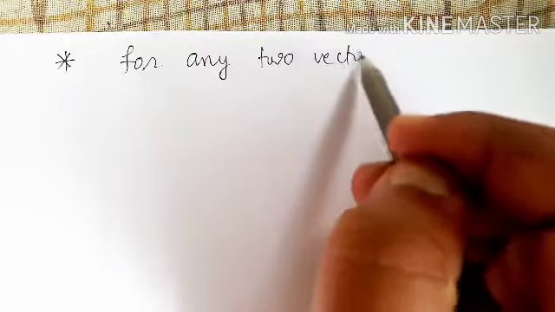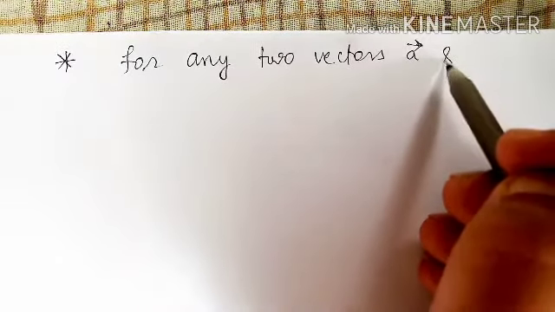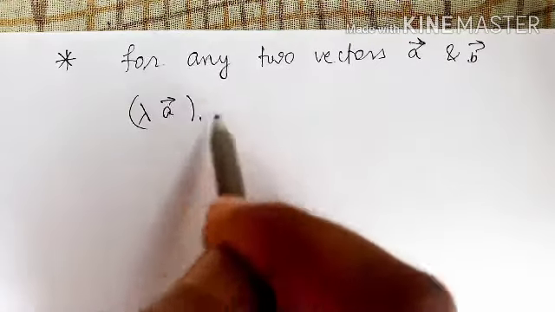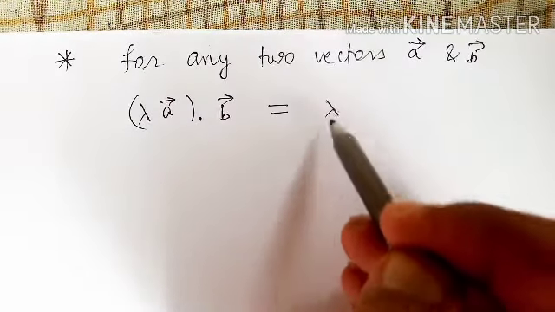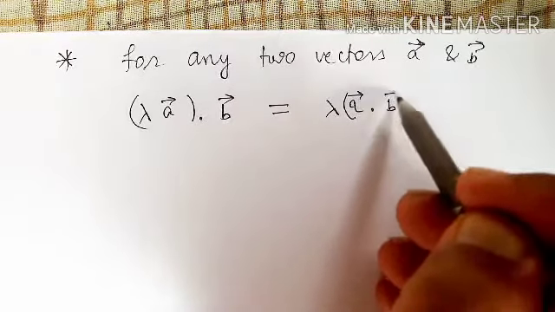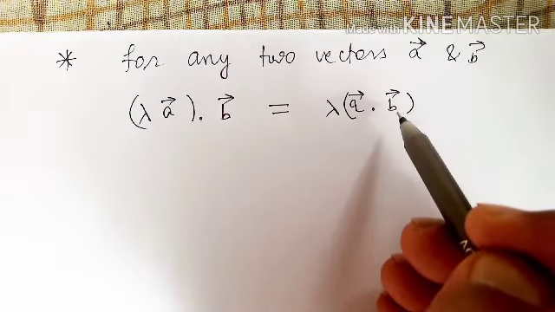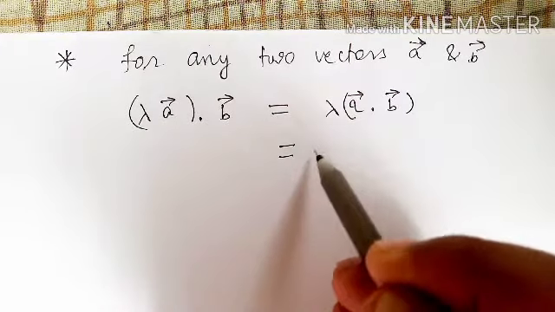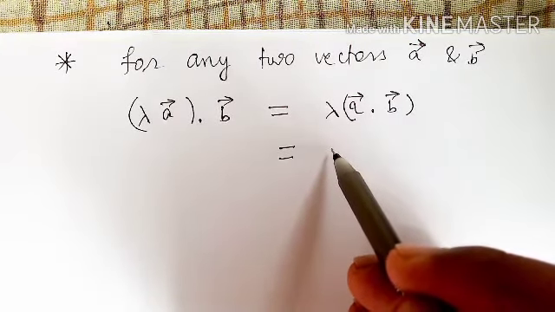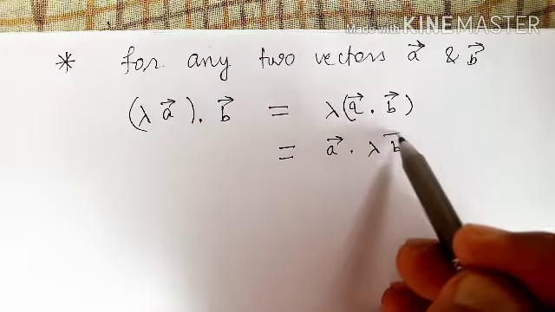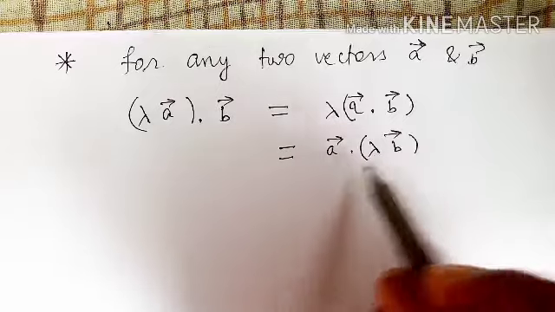For any two vectors, vector A and vector B, lambda vector A dot vector B is lambda into vector A dot vector B, which is equal to, we can write it as, vector A dot lambda vector B. We can prove it.